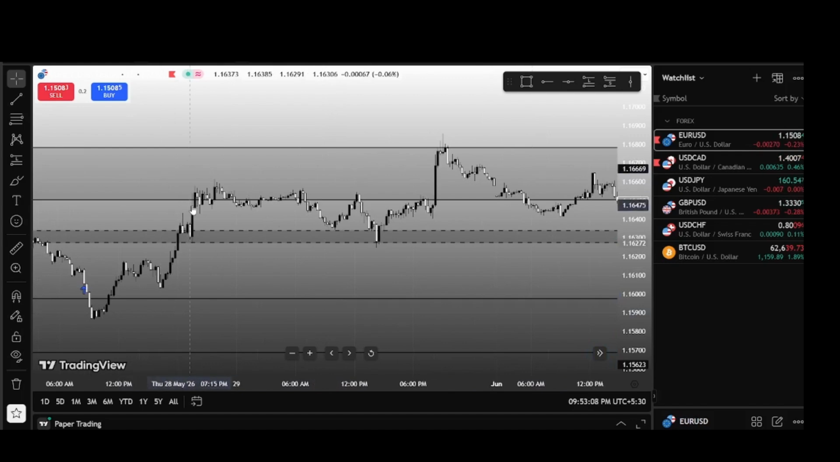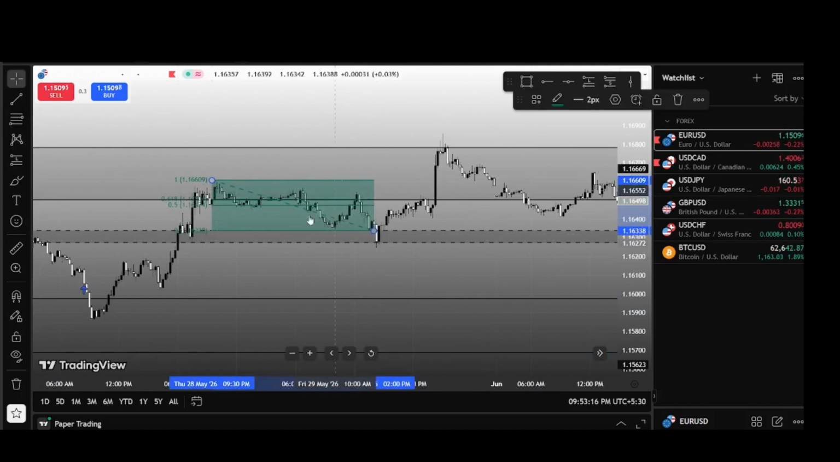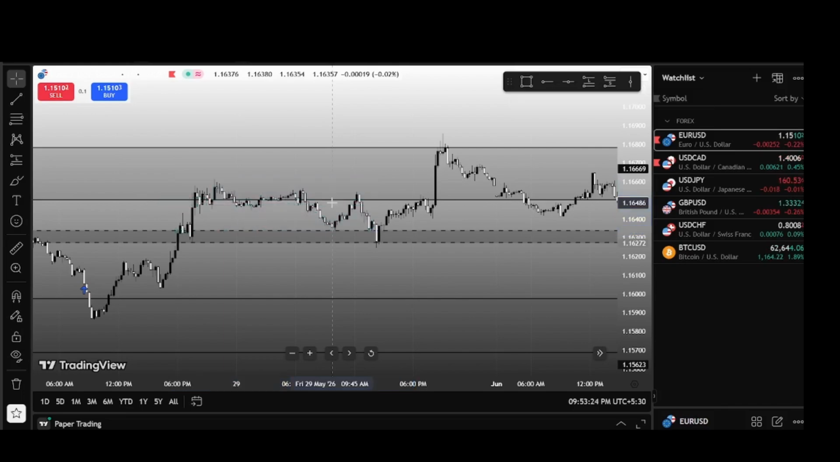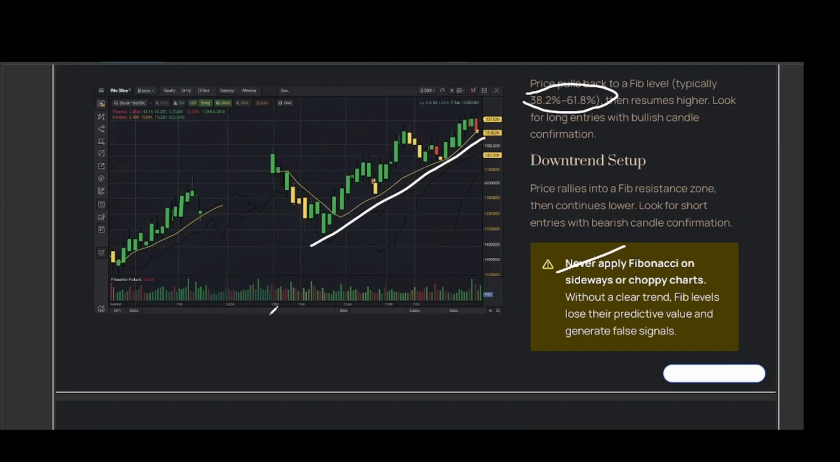You can see EUR/USD was consolidating from this zone to this zone. So here, if I take Fibonacci from this high to this low, it makes no sense. Fibonacci does not work here. Every time the golden zone or the golden pocket is broken, and it never made any sense. So we should always take Fibonacci in very good uptrending or downtrending markets.